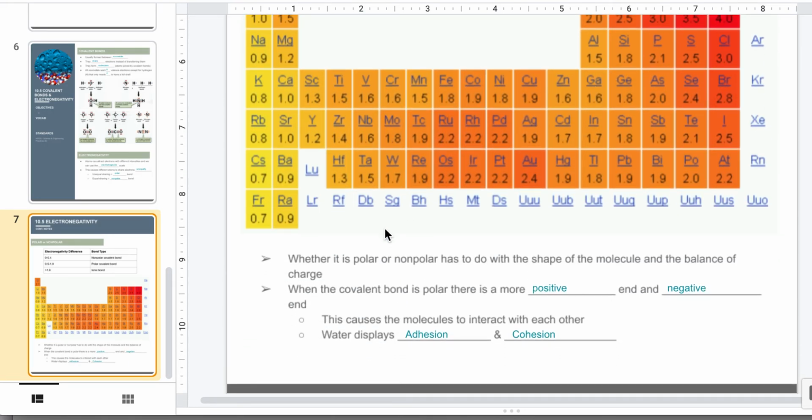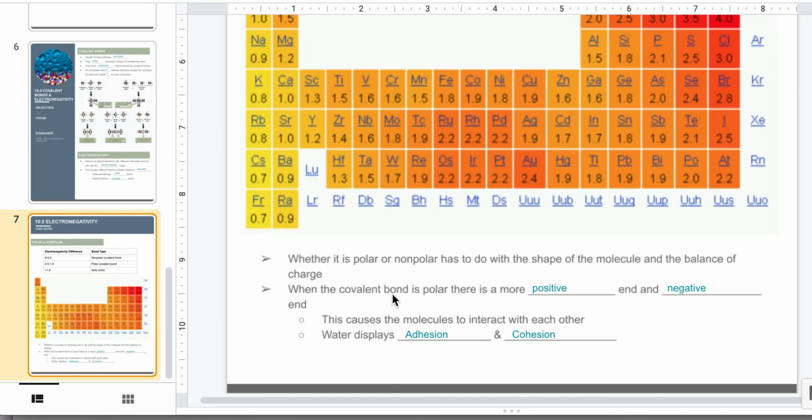So whether the molecule is polar or nonpolar has to do with the shape of the molecule and the balance of charge. We're not going to spend a lot of time on this. I just want to kind of bring it up. But shape has a big thing to do with if a full molecule will be polar or nonpolar. Okay, it kind of has more to do with organic chemistry. So we won't spend much time on it, but just know that that does cause a difference.